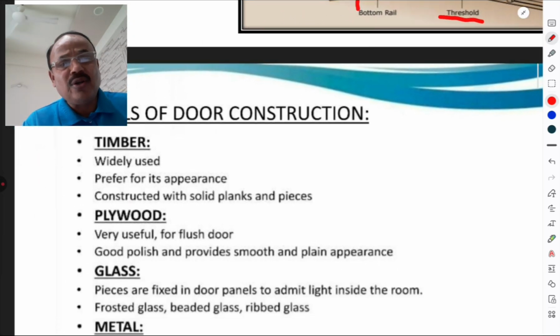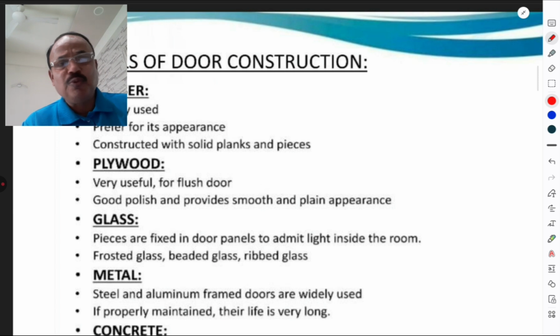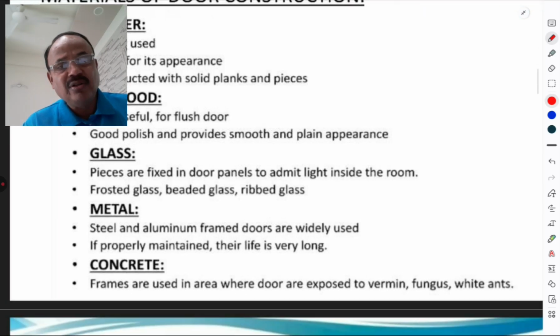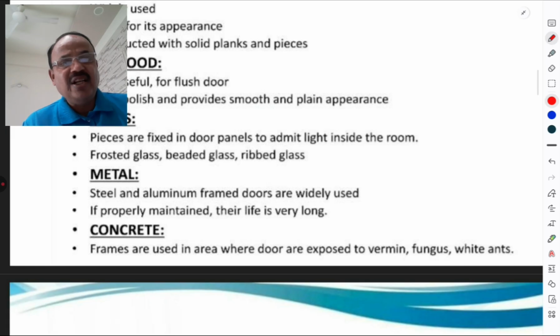Then materials used for door construction, which are also used for window construction. Timber is widely used, preferred for its appearance, constructed with solid planks and pieces. Plywood is very useful for flush doors, takes good polish and provides a smooth and plain appearance. Then glass pieces are fixed in the door panels to admit light inside the room. Frosted glass, beaded glass and ribbed glass are the types of glass used for door construction. Then metal. Steel and aluminum framed doors are widely used. If properly maintained, their life is very long.